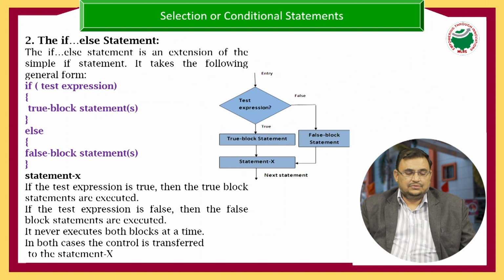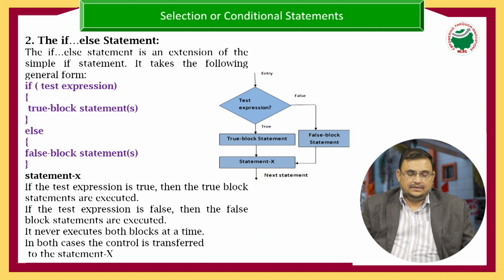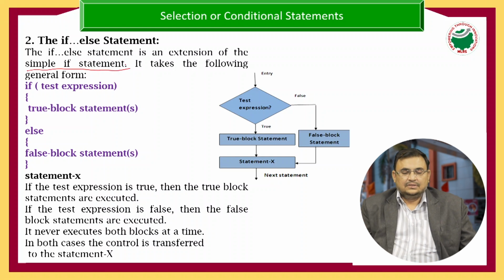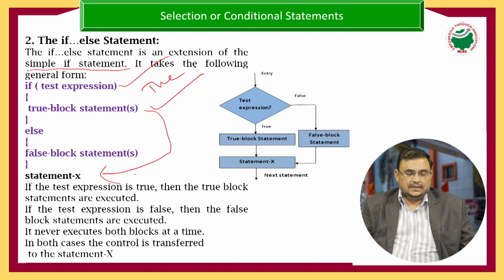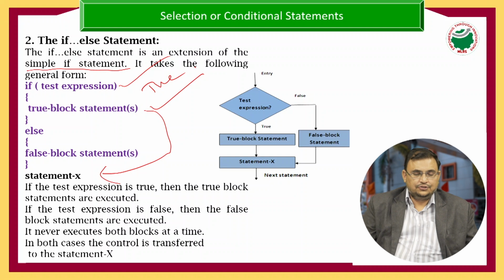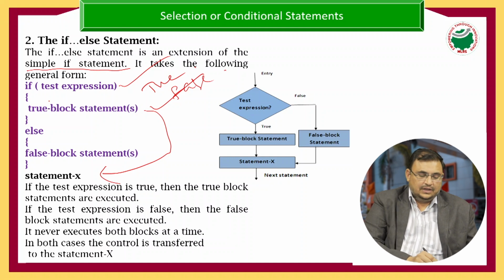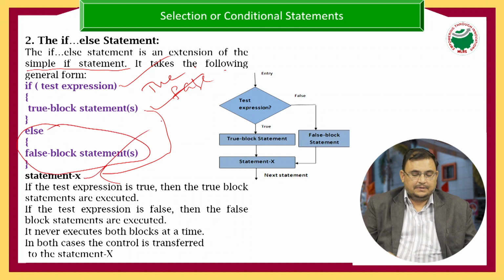Now coming to the if else statement. The if else statement is an extension of the simple if statement where we check a test expression. If it is true, it executes the true block statements, then control goes to statement X. The else block will be skipped. Assume the test expression result is false. Then the true block is skipped, only the else block is executed. Control goes to the else block, followed by statement X.